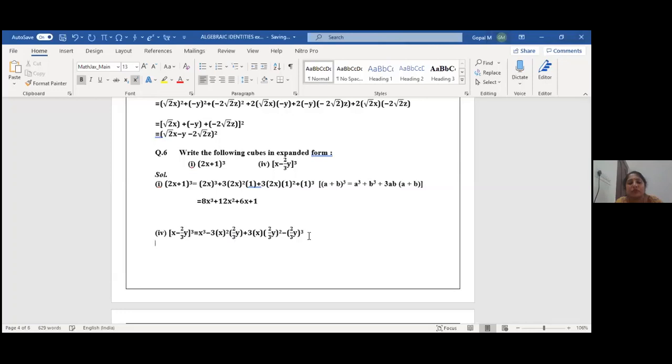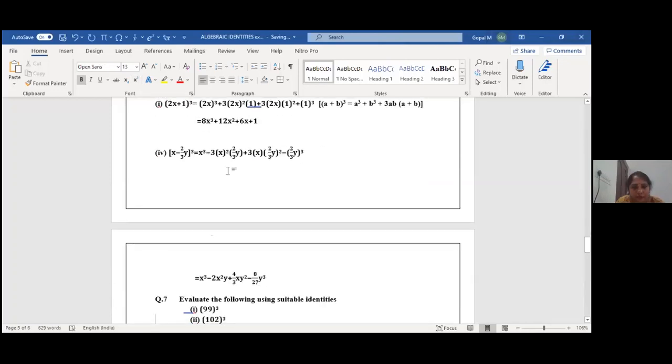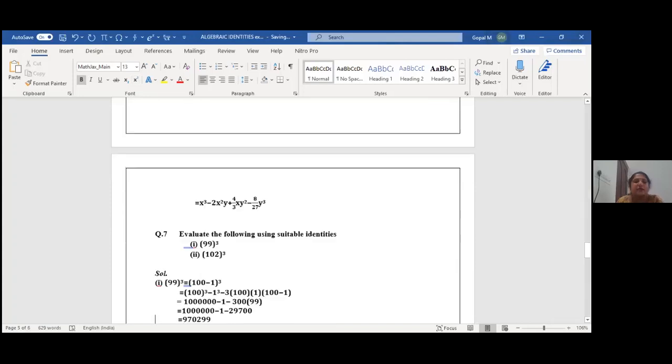Here you see, a cube means x cube, minus 3a square b, 3x square, and here 3 and 3 will get cancelled. 2x square y will remain. This also, this is whole square, 2 square is 4 by 9 you will get. So 3 and 9 you cancel, 3 ones are 3, 3 threes are 9. This becomes 4 by 9 x y square. Here 2 by 3 whole cube, 2 cube is 8, 3 cube is 27, y cube. Am I clear, children?